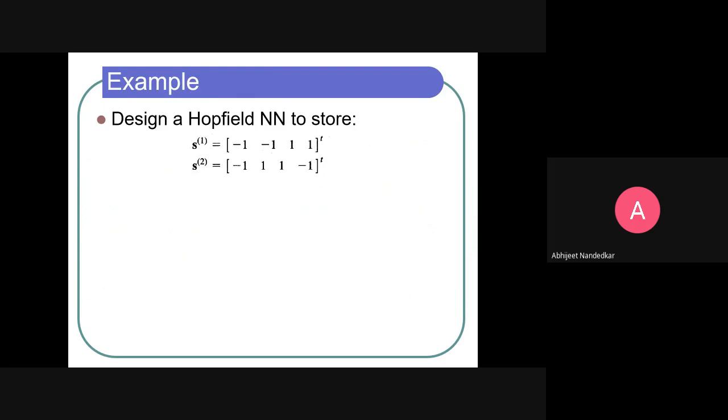Okay, so let us take one example of how we can design a Hopfield neural network. So here, let us say I want to store these two patterns in the network. So count how many numbers I want to store. There are 4 elements in S1. That means my network is having 4 neurons like this.